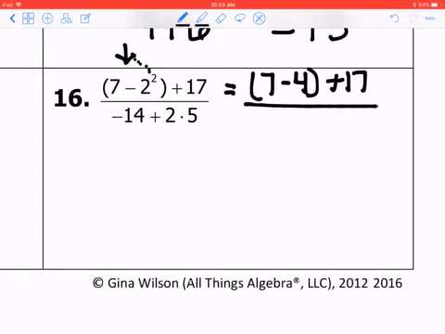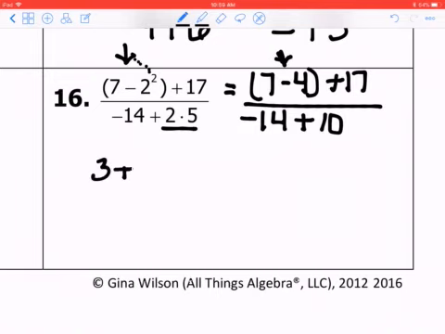And in the denominator, we have this multiplication, so I'm going to go ahead and take care of that. Bring down the negative 14, and then 2 times 5 is 10. Okay, now I'm still going to go back to my parentheses, so I'm going to be right here. So 7 minus 4 is 3. Drop everything else down. So 3 plus 17 in the top, and then in the bottom, negative 14 plus 10 is negative 4.